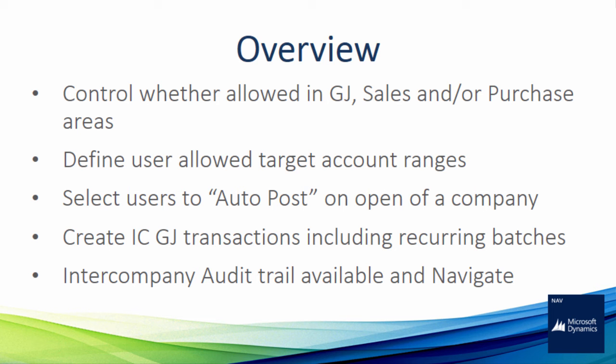So which users are allowed to action the post of the intercompany journal as that target company is being opened. We can create IC general journal transactions including recurring batches. So you might have an example where you're doing office rent and you record that to your rent company and pay them out of the source company, but you have multiple companies that you're distributing the rent expense to. Well, that would be a perfect example of using a recurring batch with intercompany.